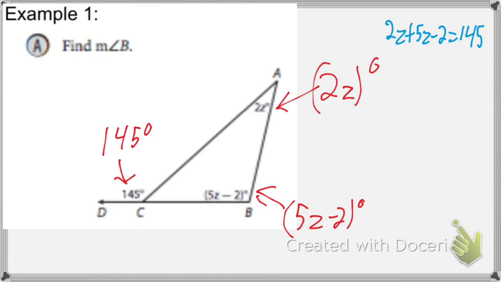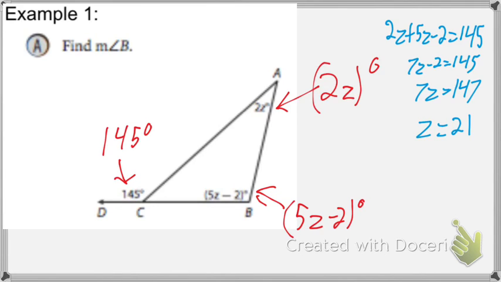Questions on that equation and how we set it up? Okay, from here I trust our algebra skills to get 7z minus 2 equals 145. 7z equals 147. Z is what? 21. Now, are we done yet? No, what do we have to do? Find the measure of angle B. Plug it in for the measure of angle B.